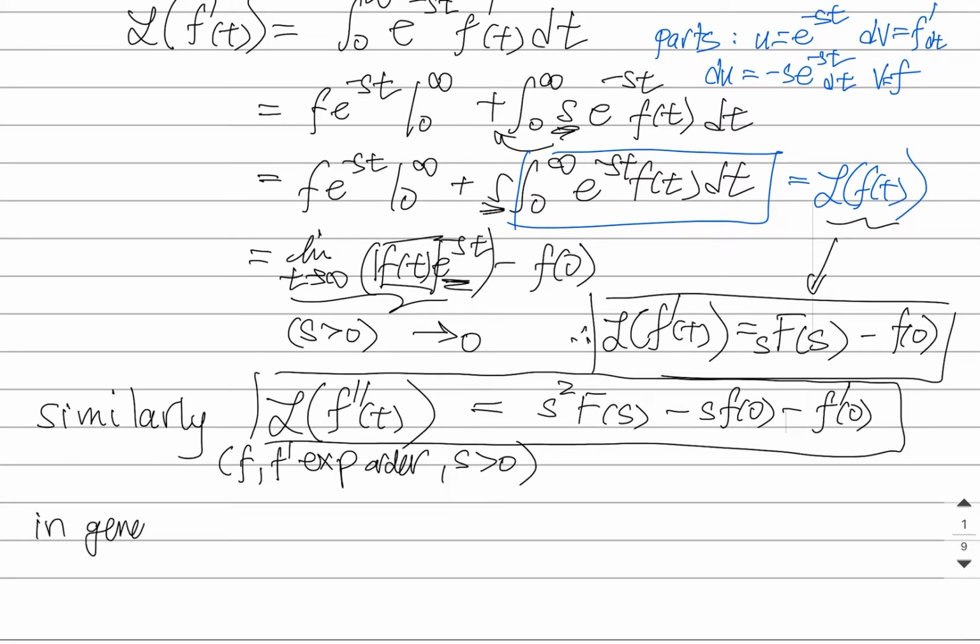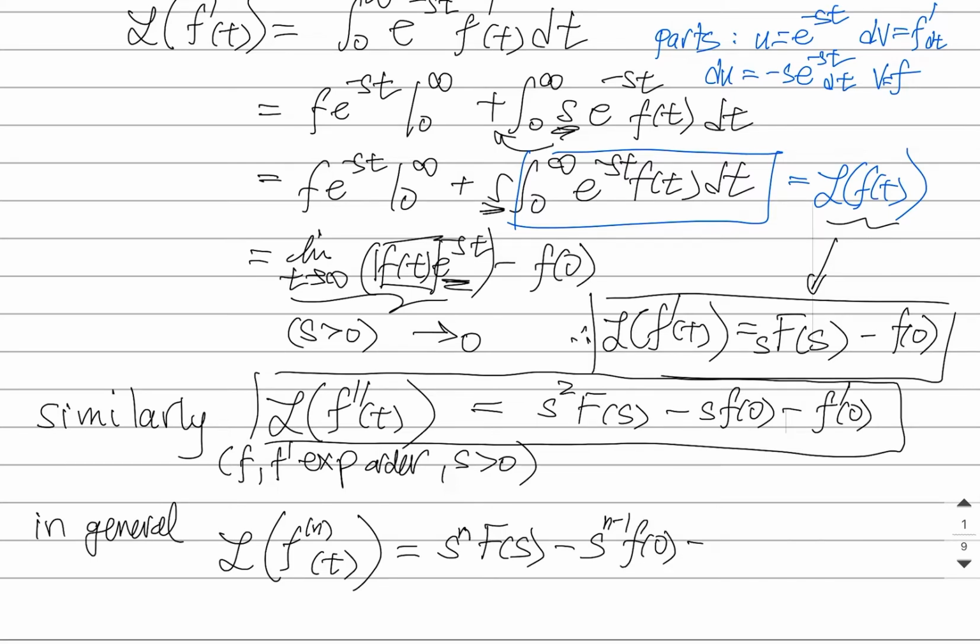In general, if you want to take the Laplace transform of an nth derivative, you have to use integration by parts n times. And you'll get s to the power of n, F of s. And now you go through each initial value of the function. The power of s in front decreases by 1 as the order of the derivative decreases. So we'll have an s to the n minus 2, f prime of 0, and that pattern continues all the way down to the n minus 1th derivative.